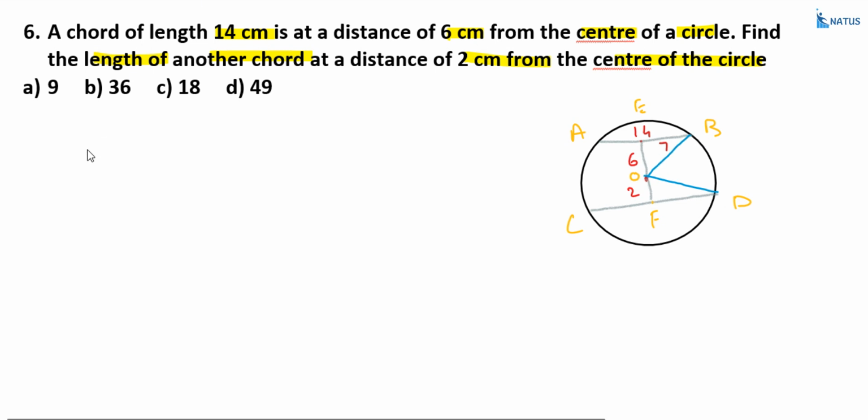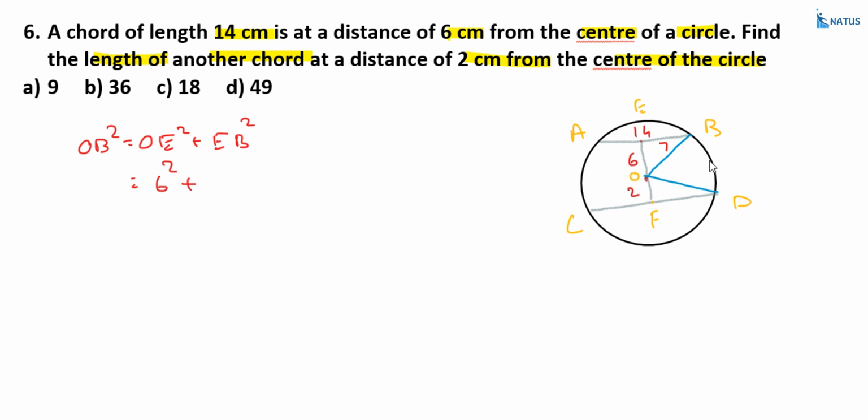That means OB square is equal to OE square plus EB square, right? What is OE? That is equal to 6. That is equal to 6 square plus what is EB? 7 square. So, 36 plus 49, that is equal to 85. OB square is equal to 85. What is the OB? That is equal to root 85.